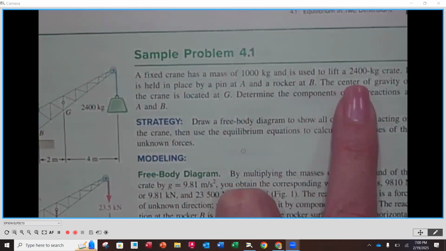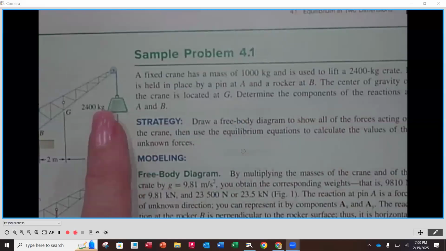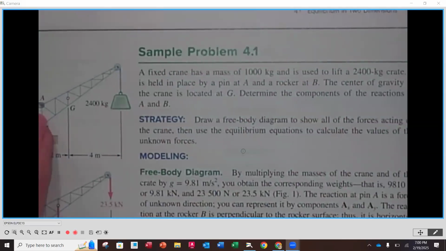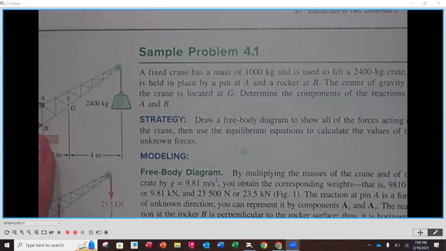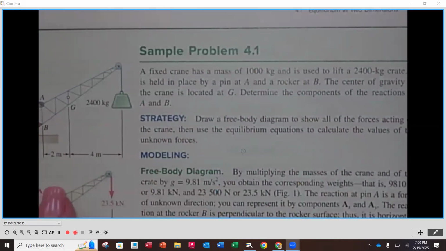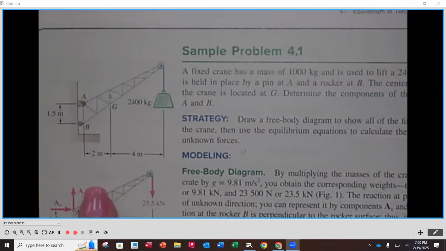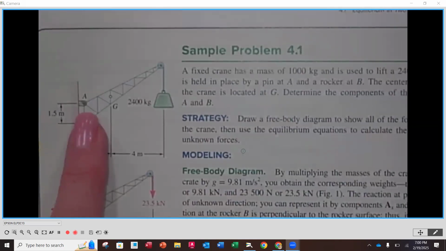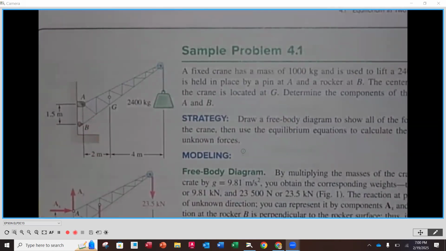It's used to lift a 24 kilogram crate. Again, we're going to have to convert it to newtons. It is held in place by a pin at A and a rocker, or kind of like a roller, at B. The center of gravity of the crane is located at G, and they're giving us the dimensions for that. Determine the components of the reactions at A and B. I like to say, find the reactions at the supports. Our supports are at A and B. They already told us that A is a pin and B is a roller or a rocker.